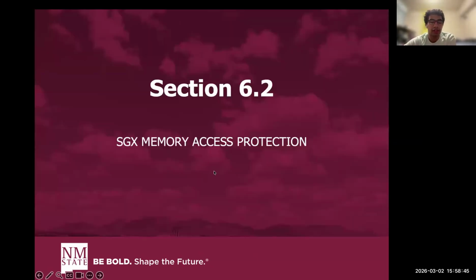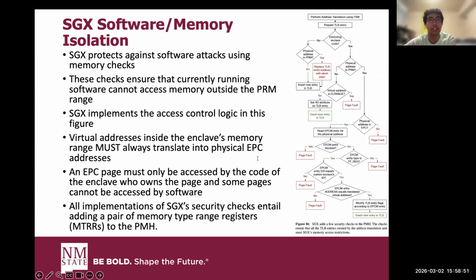Finally, section 6.2, as I alluded to earlier, is SGX's memory access protection, which is one of the primary draws of SGX as a hardware mechanism, and one of the main reasons why we'd like to use it. So SGX protects against software attacks using memory checks. These checks ensure that currently running software cannot access memory outside of the PRM range. SGX implements the access control logic in this figure. And SGX security checks also come after any attribute checks, the attribute checks occurring in the launch.